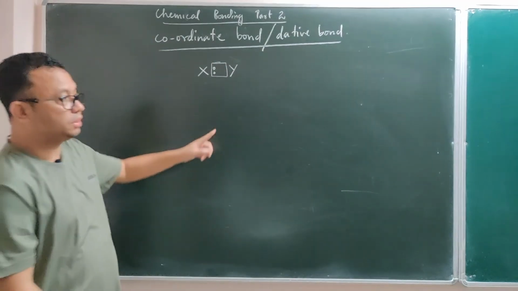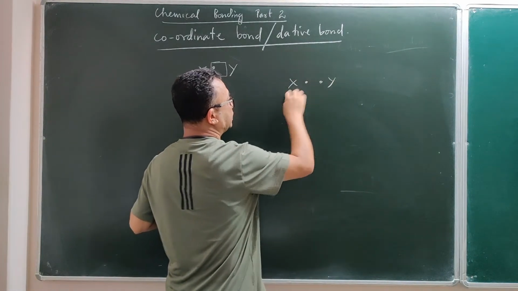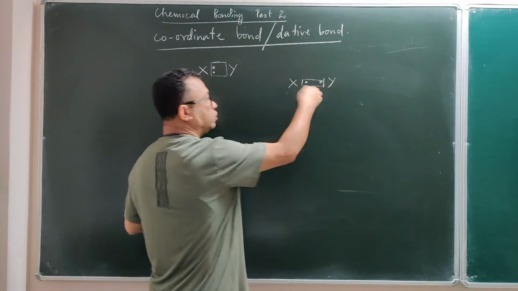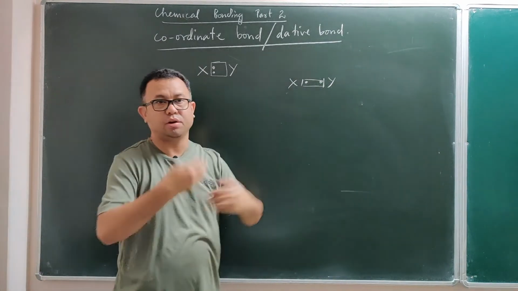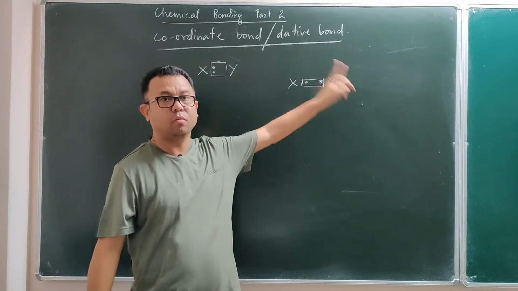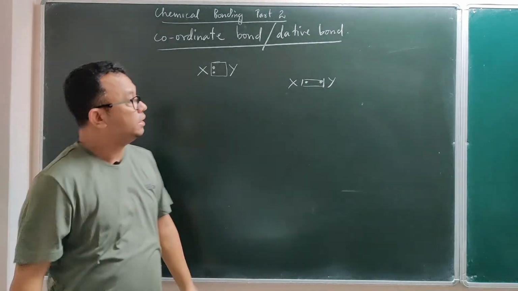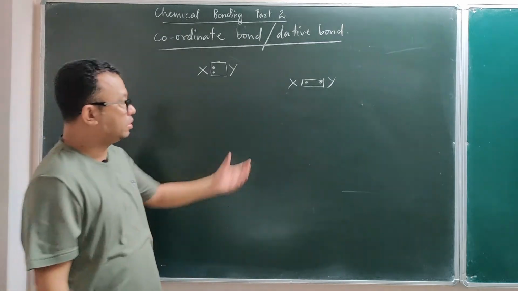That means previously in covalent what was happening? X and Y. So how many electrons X is contributing? The same number of electrons Y also is contributing. So it is a mutual contribution, mutual sharing of electrons. Mutual means one electron from here, one from there, or two from here or two from there, three or three. So formation of single covalent bond or double covalent bond or triple covalent bond.